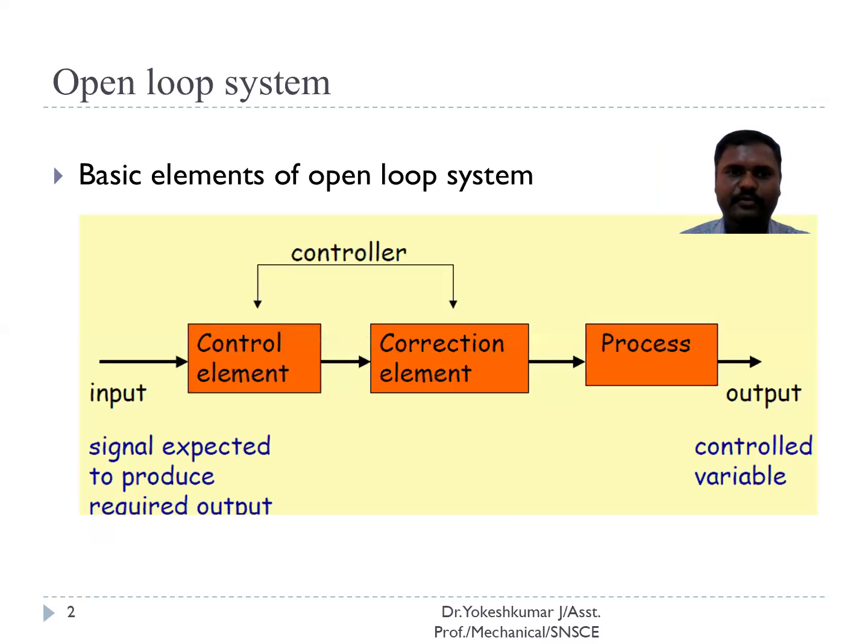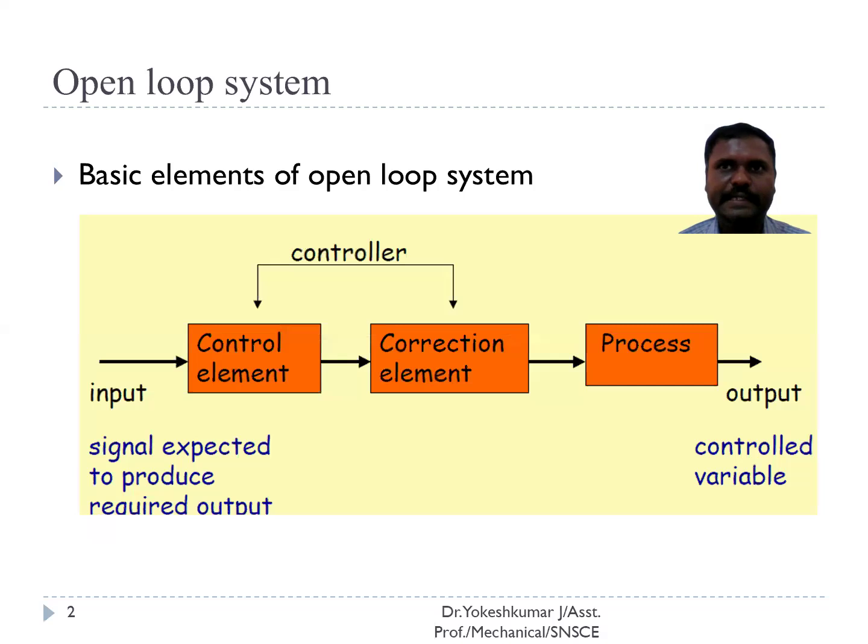First of all, before understanding the open loop control system, we have to ensure that any system which has controlling parameters or variables or a sequence of events to be controlled has various elements present in the system. In an open loop control system, there are three important elements. One is the control element, which is used to control either a parameter or the sequence of events. The second one is the correction element. It is the element which makes correction.